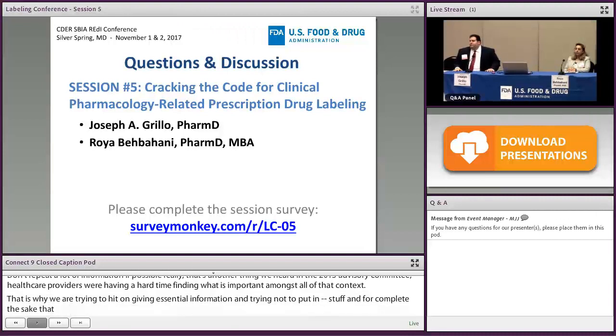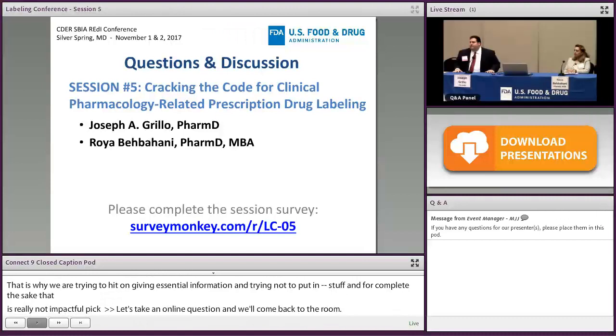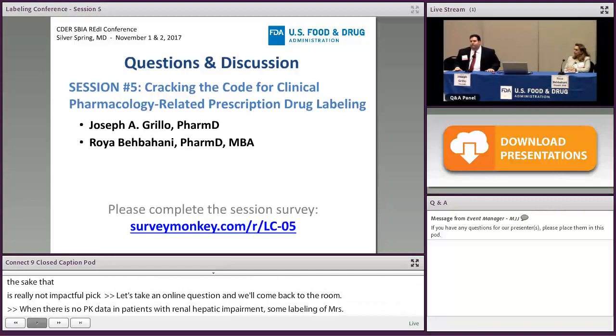Online question, please. When there is no PK data in patients with renal or hepatic impairment, some labeling omits the section in section 8. However, other labeling says the study has not been conducted in these populations. Is there a rule in this case?